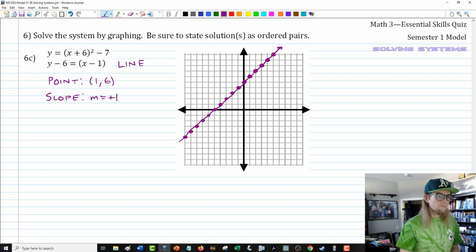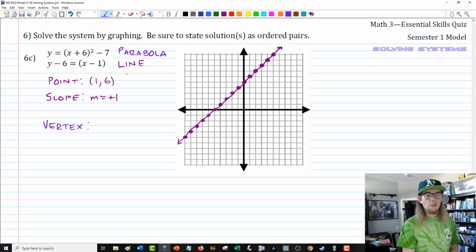So there we go. There is our linear equation. There is y minus 6 equals x minus 1. But now, of course, the real challenge begins. We've got to deal with this parabola. So we're going to focus first on the vertex. And of course, by parabola, I mean this one. It's a quadratic. It's got that squared in there. It's going to produce a U-ish shape of some kind. Something that looks kind of like a U.